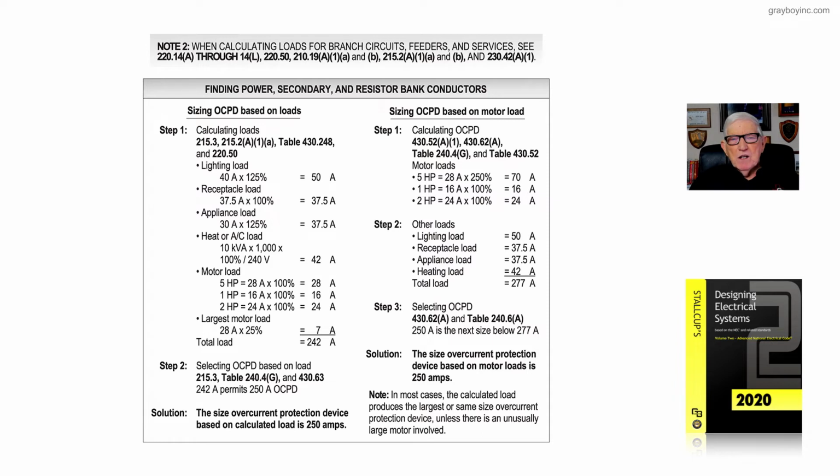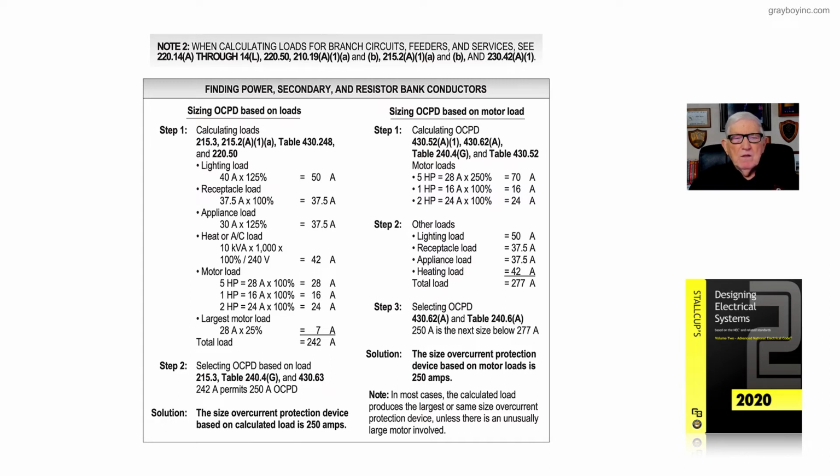We come up then, remember in step 2, with 277 amps. In 430.62(A), there's not an exception to let you round that up to 300, so we round down to 250. So notice, sizing the overcurrent device based upon loads is 250, but sizing the overcurrent device based upon the motor load is also 250. As the note points out, in most all cases these calculations will be the same and provide the same size overcurrent device. But if you had an unusually large motor instead of that 5 horse in step 1, then the overcurrent device based upon the motor load may provide a larger overcurrent device, as we will see in later calculations.